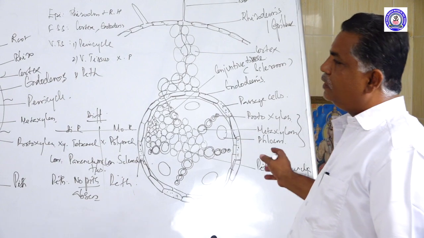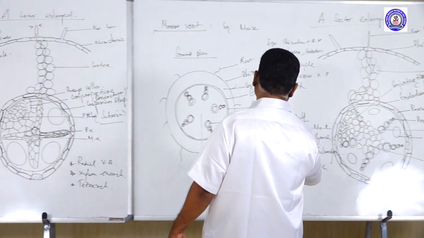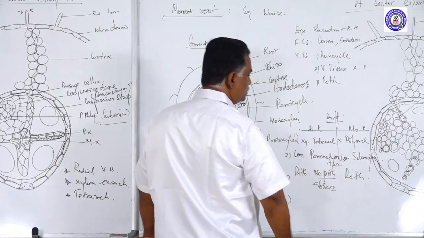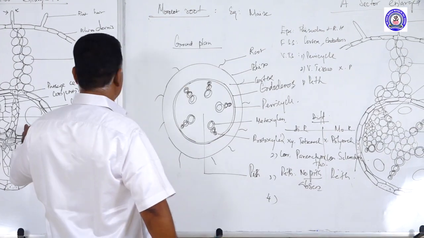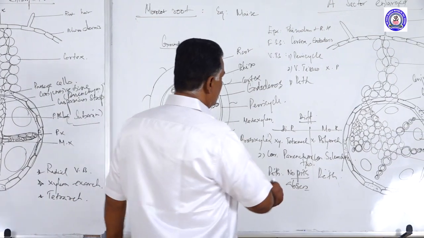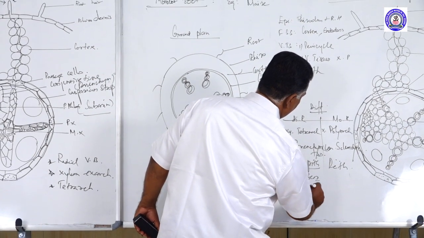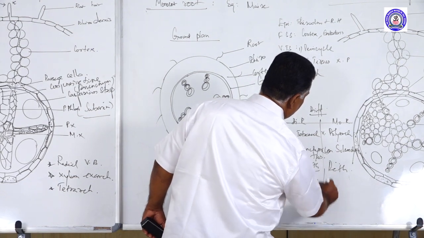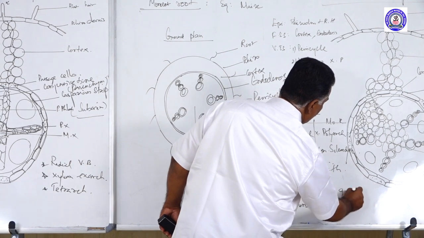So these are the differences. One more difference is there, that is the fourth point, the difference between dicot and monocot root. Secondary growth takes place in dicot root, secondary growth present. Here, fourth point, secondary growth absent.